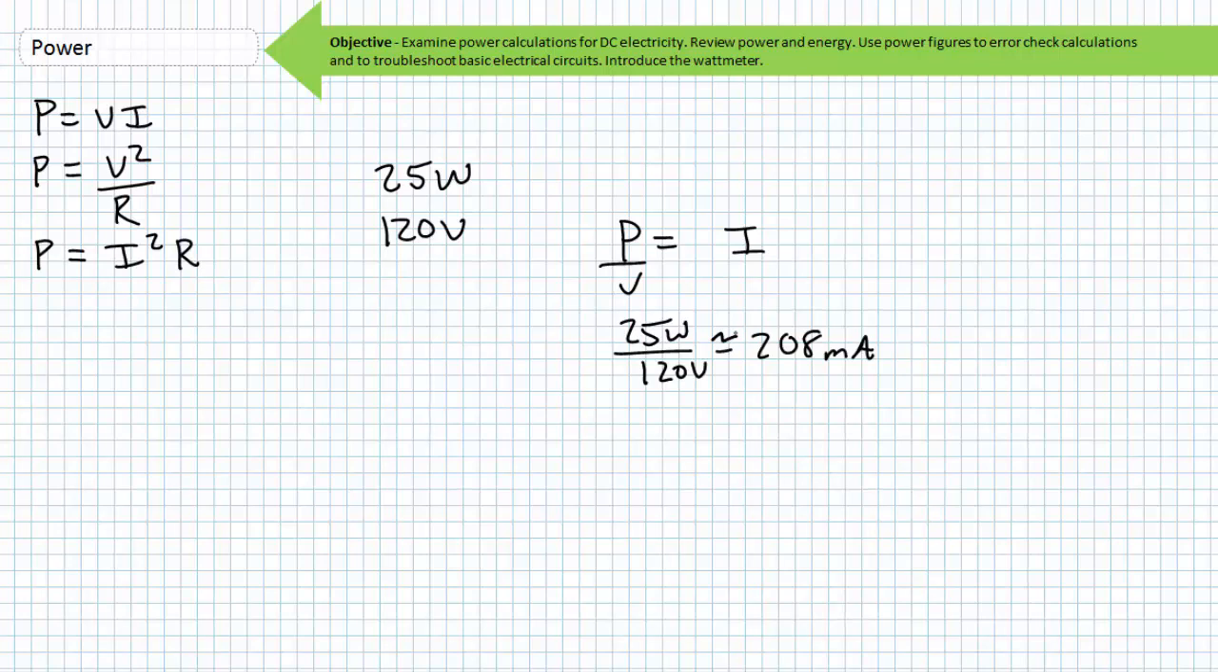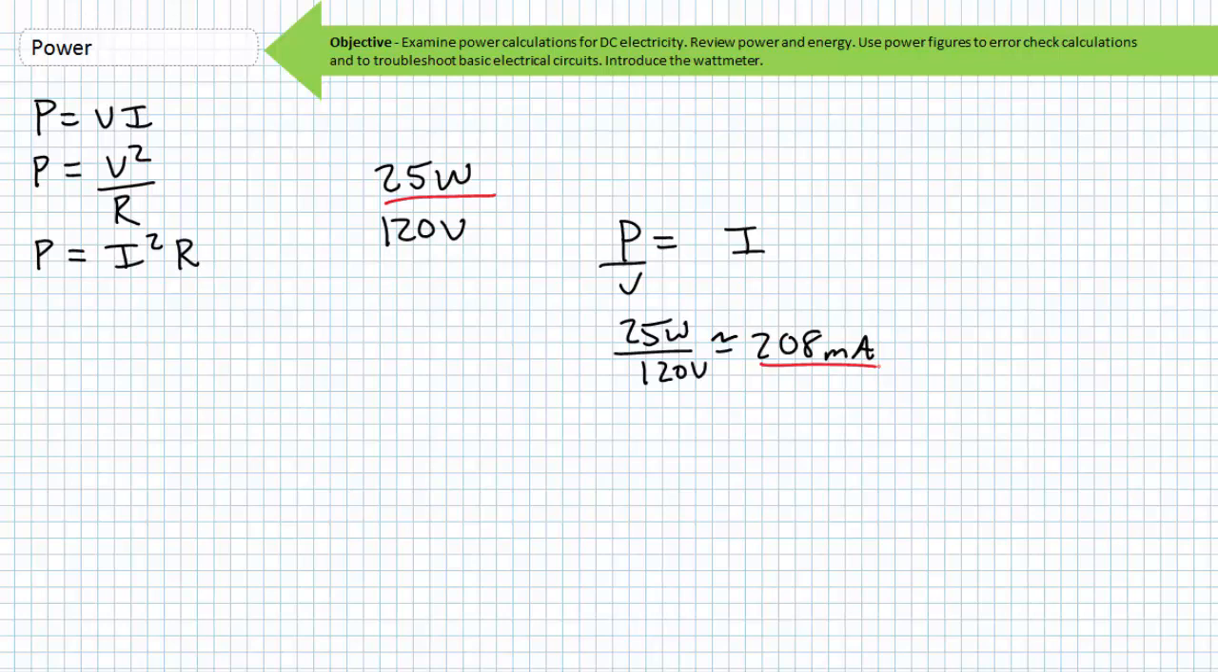This again points to the clear superiority of the CFL over the incandescent light bulb. Not only is it using less energy over time because the instantaneous power consumption is less, it's doing so because it's drawing less current. If something draws less current, the size of the wire can be smaller.